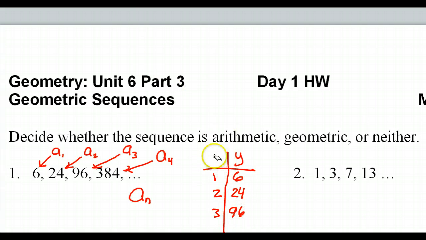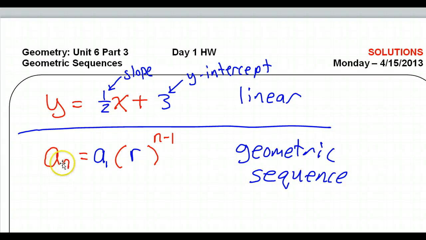But instead of using x and y when we're talking about a sequence, we talk about n and then a_n. So when you look at this equation, this a_n is just like the y value, and this n is just like the x value. Just like when we did linear equations and there were two things that we needed to write the equation, slope and y-intercept, when we do a geometric sequence, there are two things that we need. Now, based on what I just explained to you, what does A1 represent?